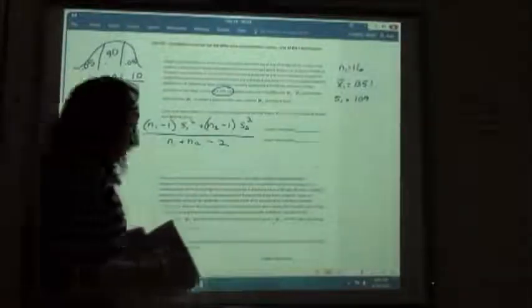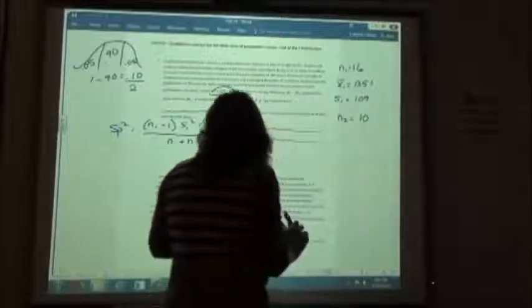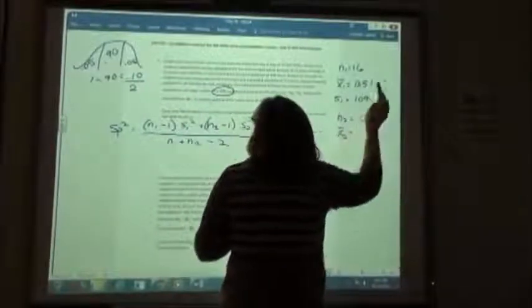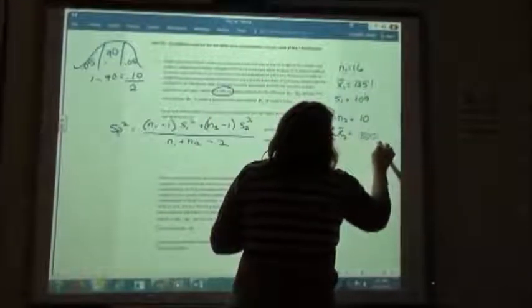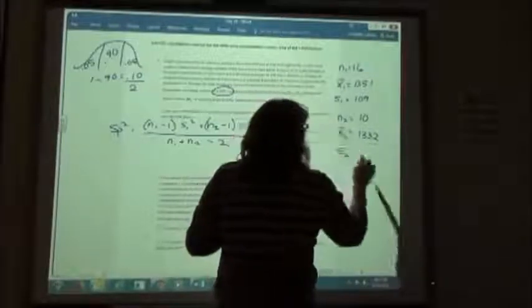Then I am going to analyze 10 bulbs for my second one. So on my N2, I'm going to do 10 bulbs. My mean for 2 is going to be 1,332, and my standard deviation for 2, 115.